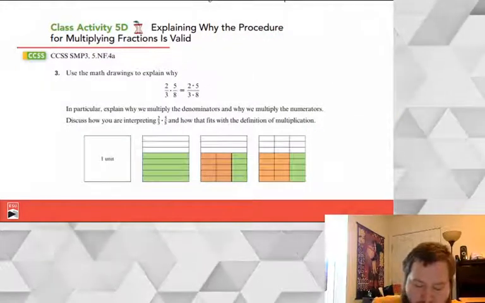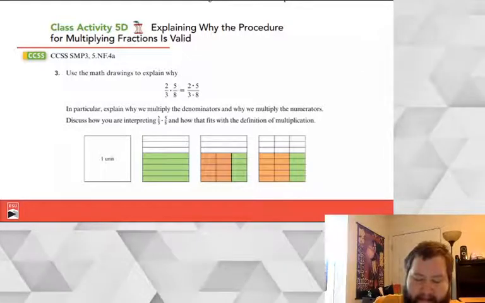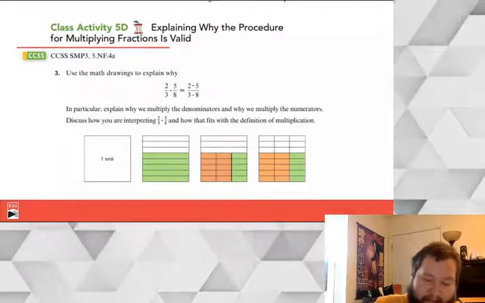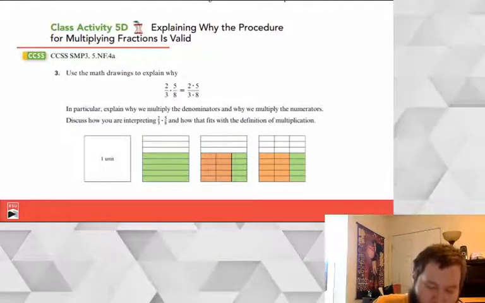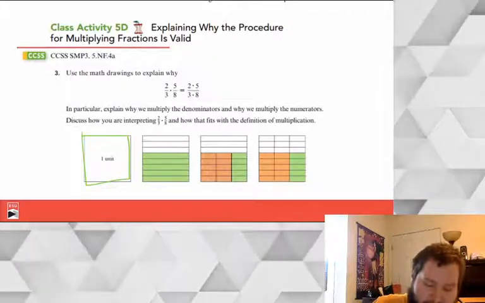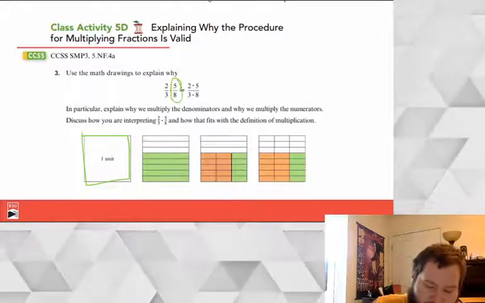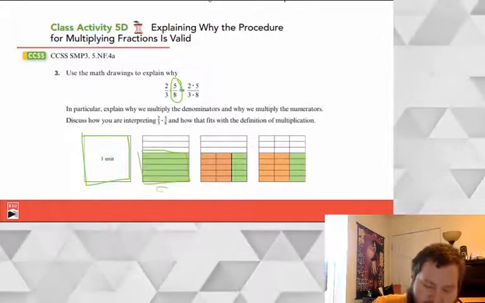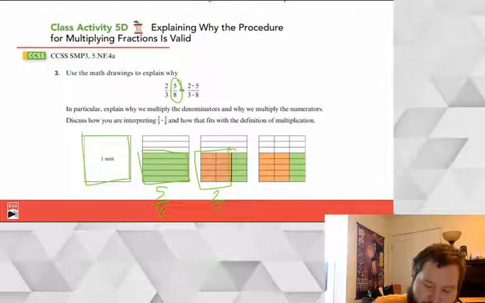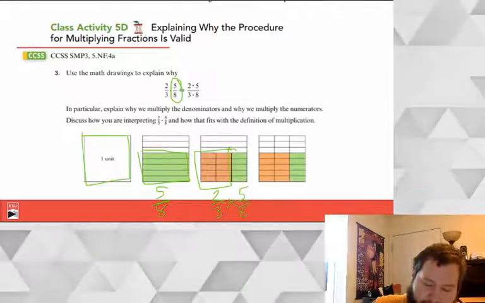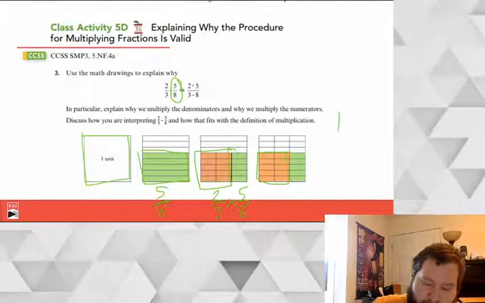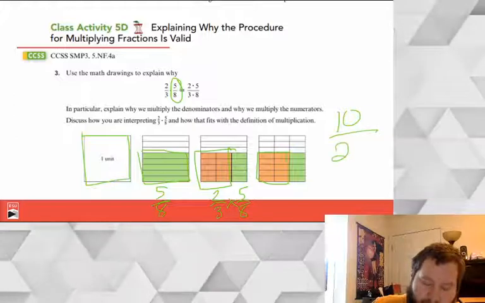And then here's another one. Use it to explain why 2/3 times 5/8 equals 2 times 5 over 3 times 8. Well, what we end up seeing is, again, we start with our whole, and then it says 2/3 of 5/8. So notice our second one always comes first, our 5/8. So our 5/8, and then shade 2/3 of it, which means we have precisely 1, 2, 3, 4, 5, 10 of 24.